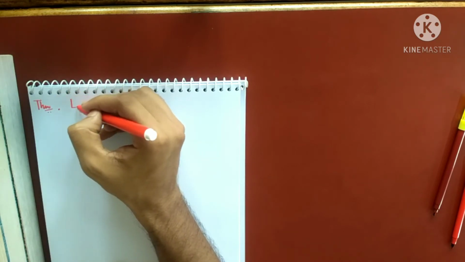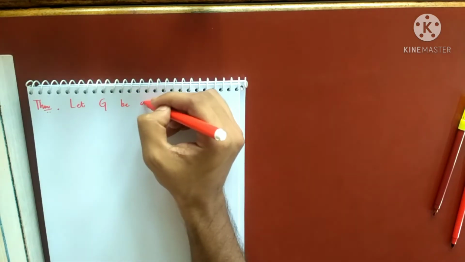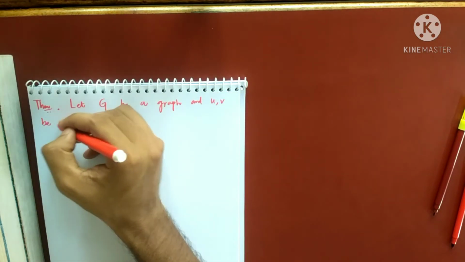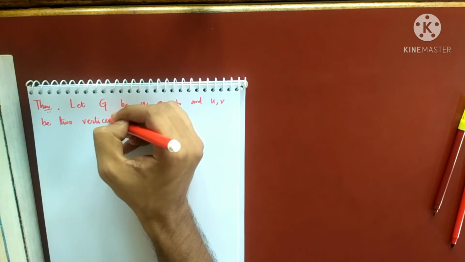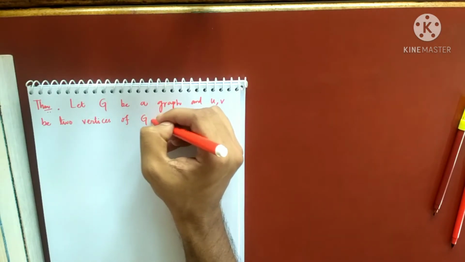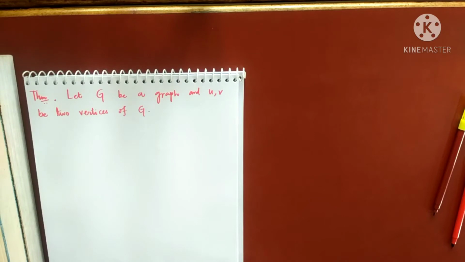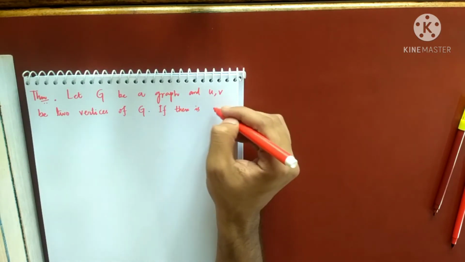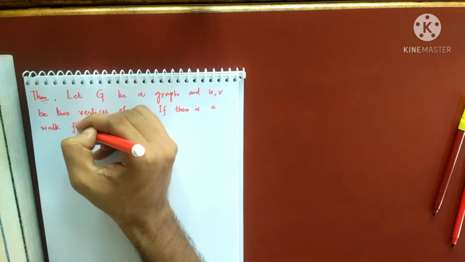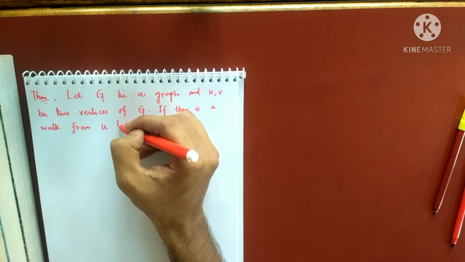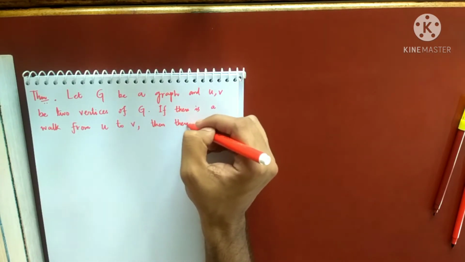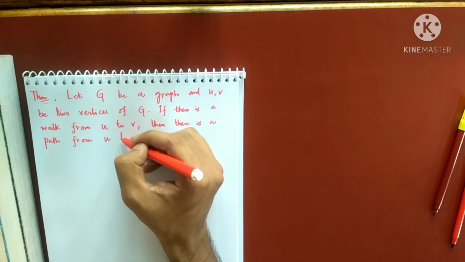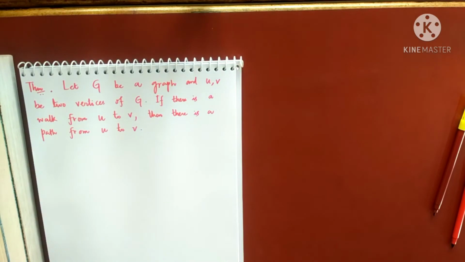The theorem says, let G be a graph, and U, V be two vertices of G. So G is a graph, and suppose the two vertices of G are named U and V. If there is a walk from U to V, then there is a path from U to V. So this is the next theorem which I am going to prove.